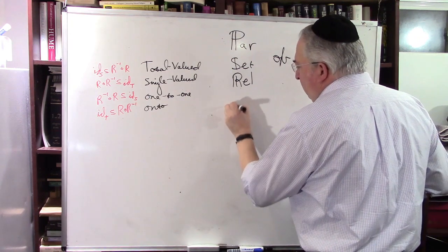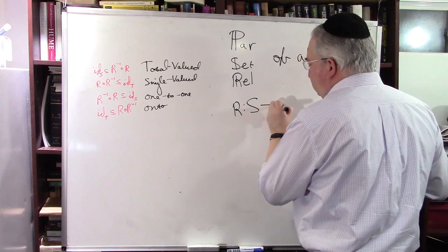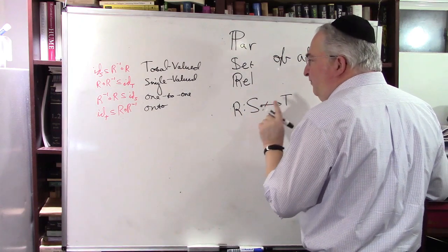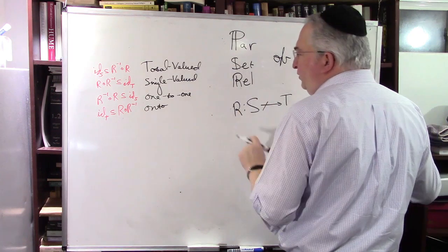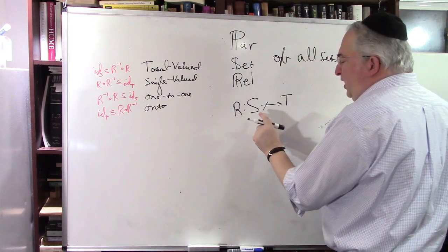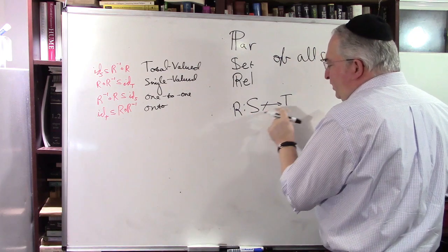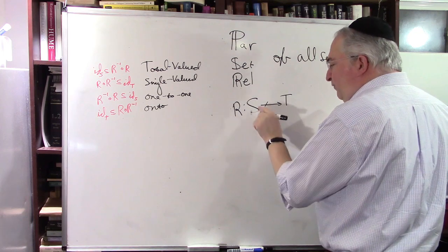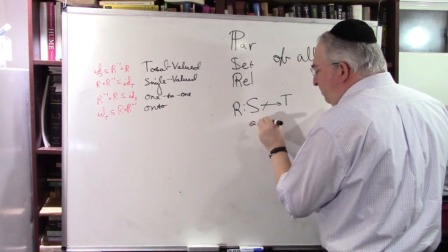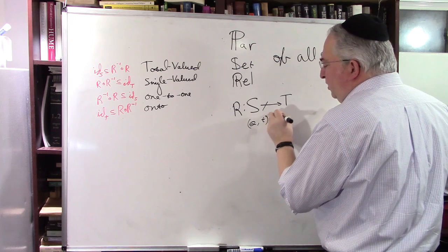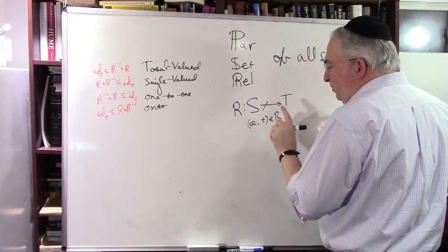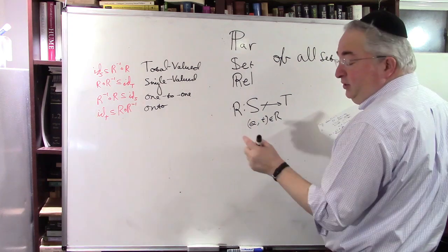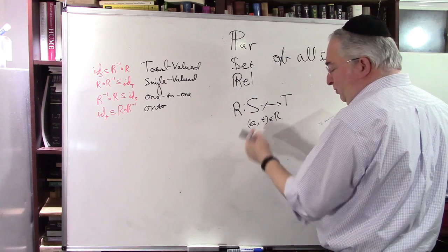You have R going from S to T. It's a relation. But if this relation is single valued, then it's a partial function. Let's just remember what single valued means. It means for every little s, there's at most one t that's related to it. Now, what do I mean by at most? There could be a t or there could be zero. So there could be one t or there could be zero t's.